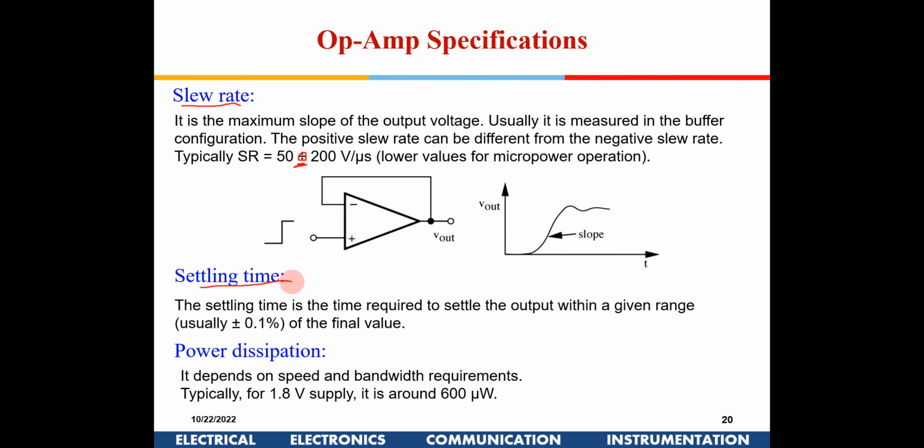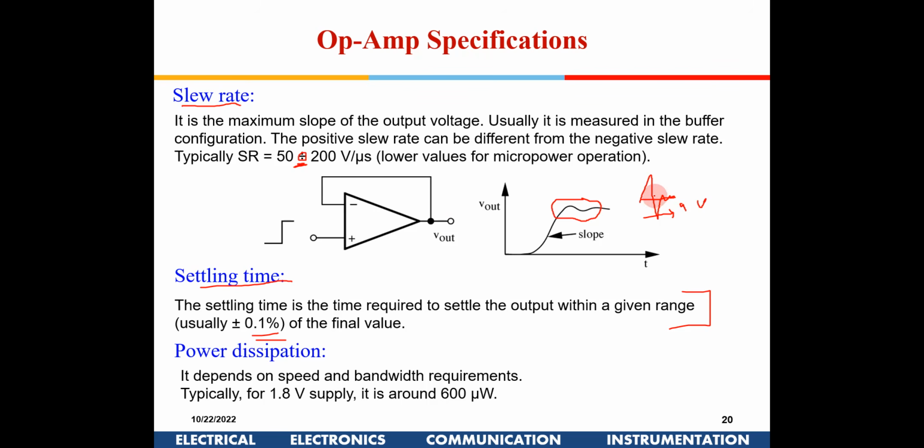Similarly, you could have a settling time. Settling time is when a step input is given here, the output will go and get stable like this. It will make an overshoot and then come back and settle. The time taken for it to settle within 1% of the final value is known as settling time.